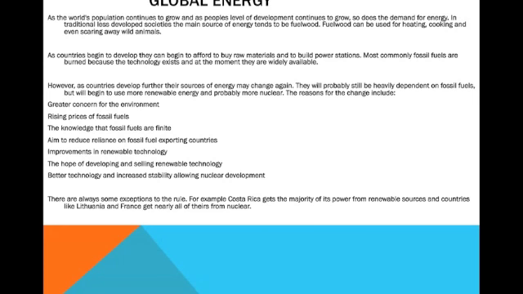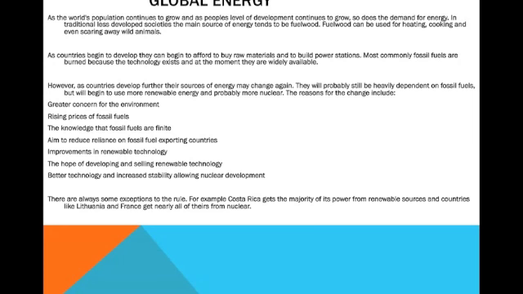The reasons for the changes include, firstly, greater concern for the environment, because we all know how bad fossil fuels are for the environment. The rising prices of fossil fuels, it will become too expensive. Also, the knowledge that fossil fuels are finite and will eventually run out, and the aim to reduce reliance on fossil fuel exporting countries. Because, for instance, if the USA gives Canada fossil fuels, but then the next day they're in a war, then Canada won't have anyone to give them energy. So they're trying just to reduce dependency on it.